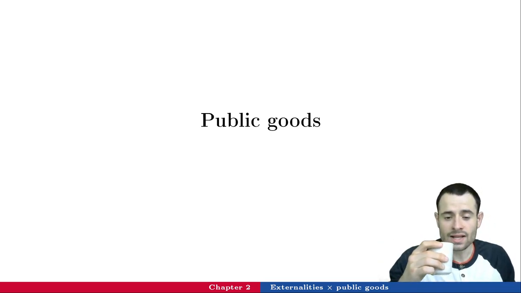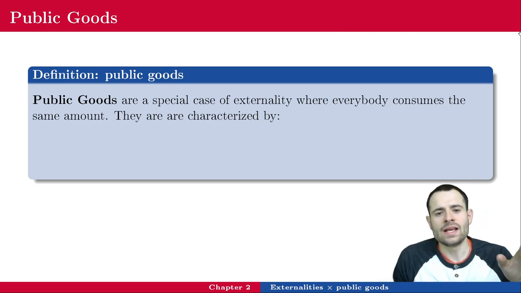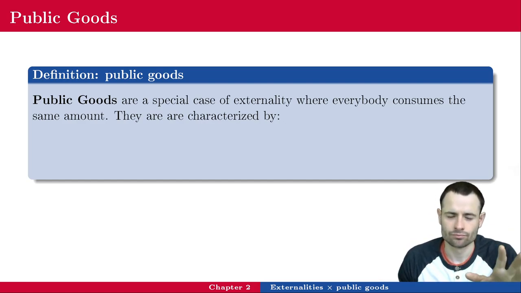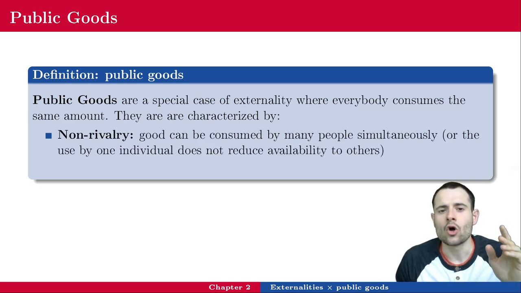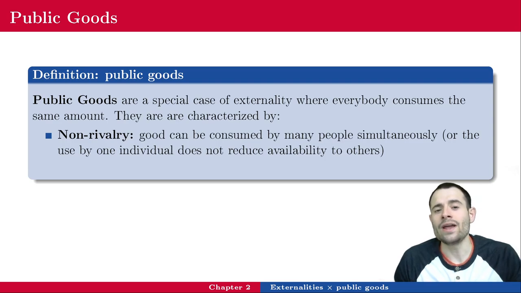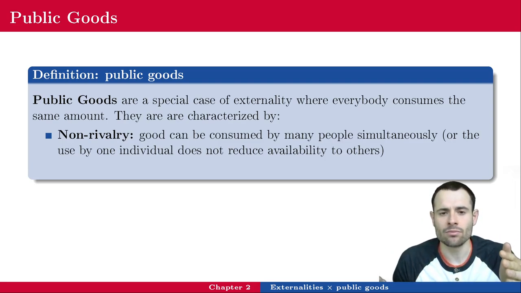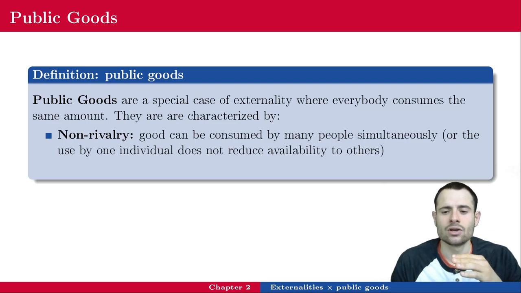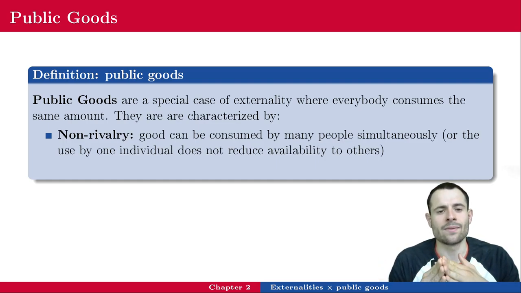Okay, now let's get into public goods. Public goods are a special case of externality where everybody consumes the same amount. It's kind of weird. A public good is characterized by two features. The first one is non-rivalry. A good is non-rivalrous if it can be consumed by many people at the same time, or, in other terms, the use by one extra individual does not reduce the availability to others. So people are not competing, they're not rivals in the consumption of that good. They can both consume that good in the same amount, in the same way.